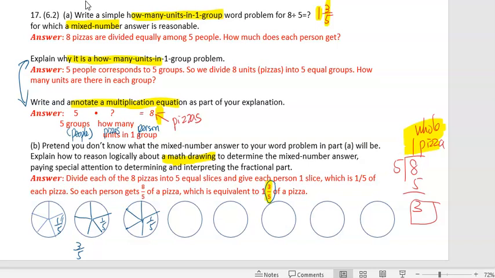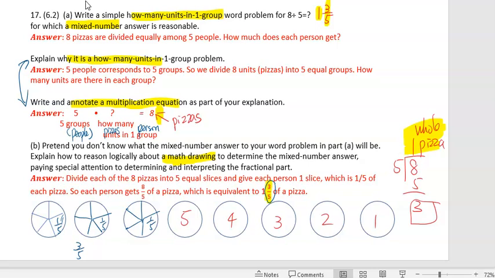Okay, so to solve this question, I drew 8 pizzas, 8 circles to represent 8 pizzas. First, we're going to give everybody one whole pizza. We're going to try to start from whole numbers. So we can give the first person a whole pizza, second person, third person, fourth person, fifth person. So each can get one whole pizza. So that's where the 1 comes from.